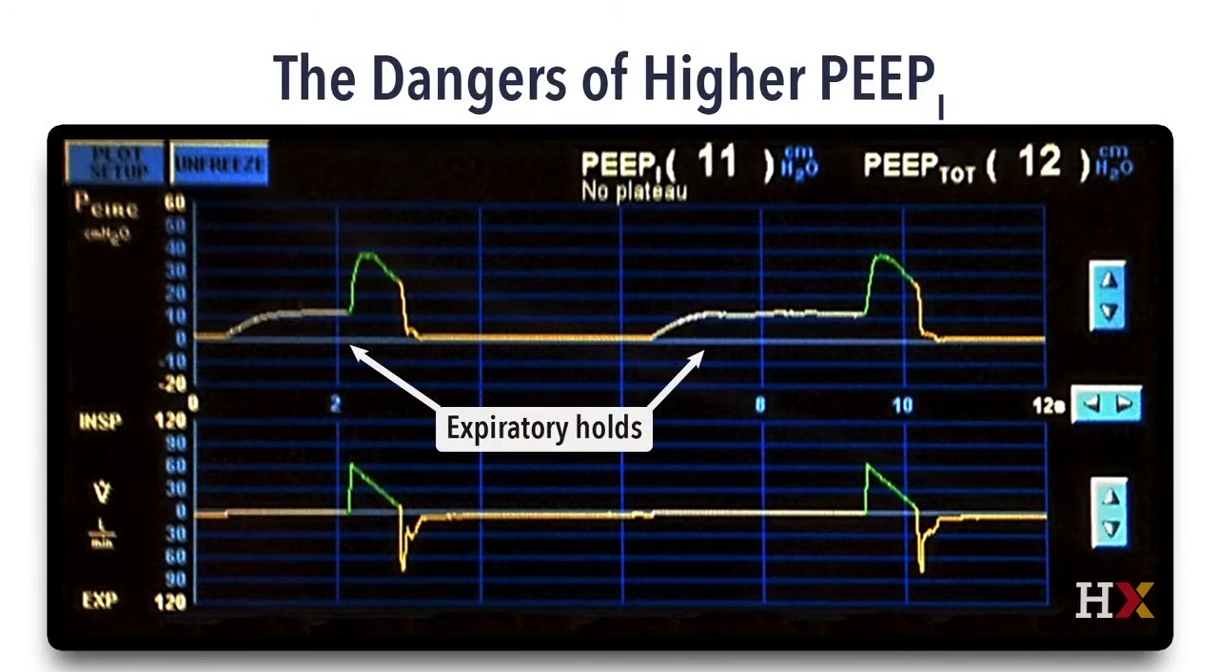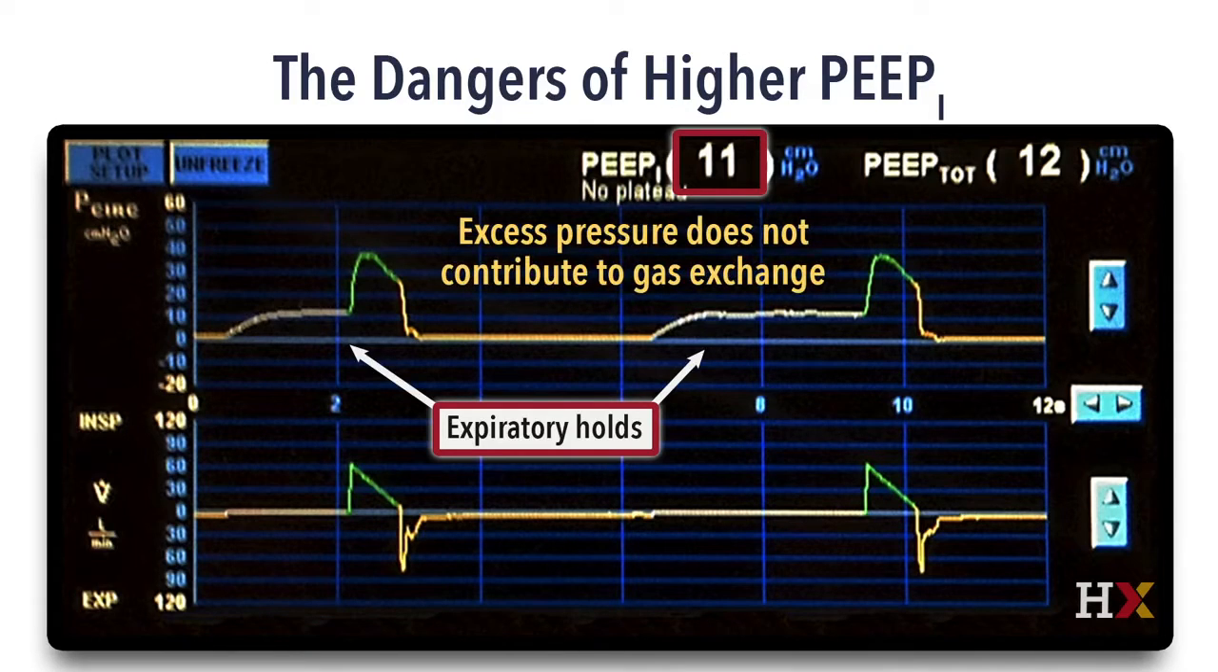Here's another example, two expiratory holds being performed one right after another. As opposed to the last patient who had an auto PEEP of about 5, this person has an auto PEEP, or an intrinsic PEEP, of about 11. 5 is an area where we would need to take action, but 11 is very concerning because this is pressure that's being exerted into the system that is not helpful and is not participating in gas exchange.